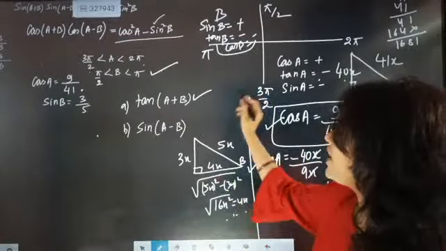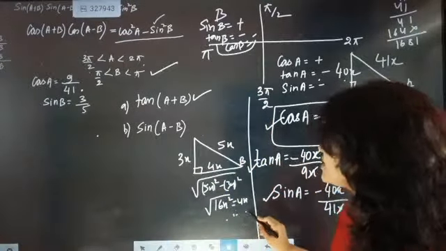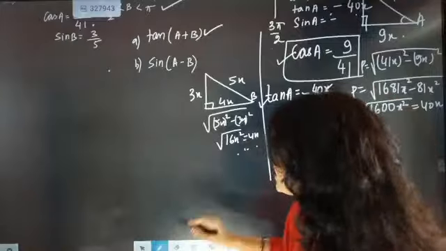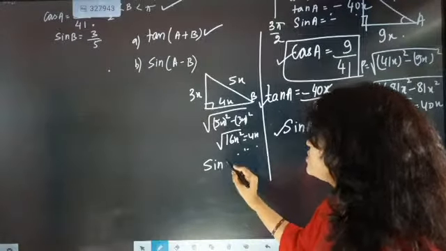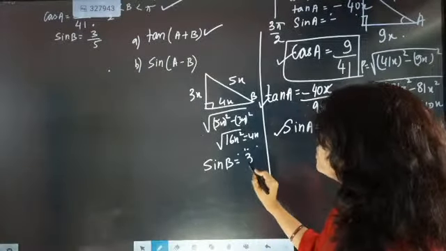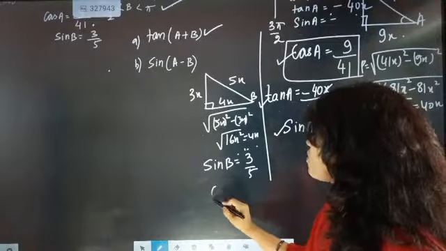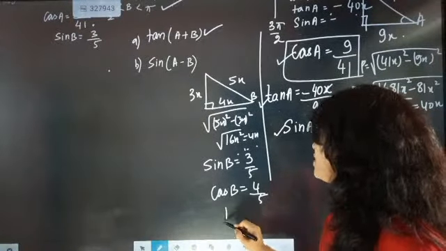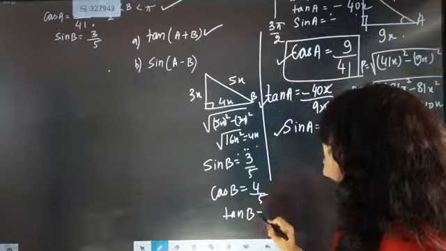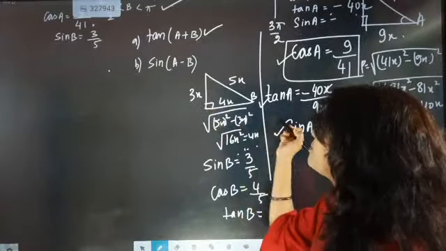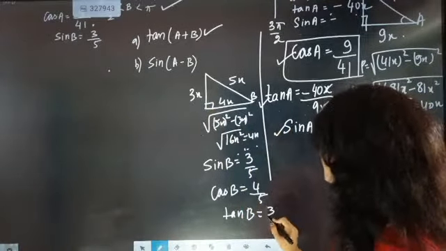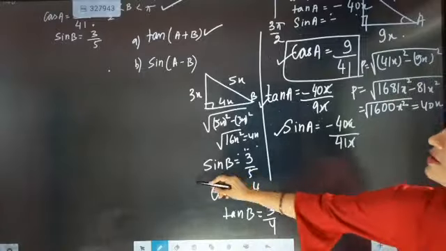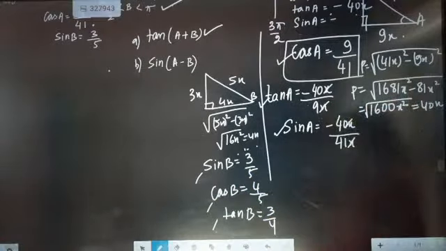Now what do you have to find? You have to find back to back sin A, cos A, sin B, cos B and tan B. So sin B will be equal to 3 by 5, cos B will be equal to 4 by 5, and tan B will be equal to perpendicular by base, so 3 by 4. So all six, everything is done.